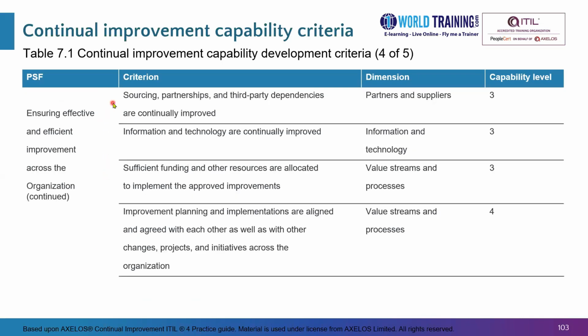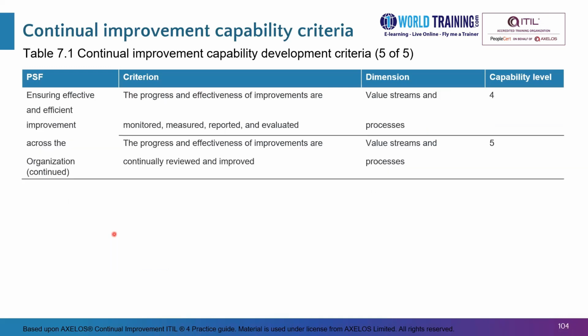Then we have the next slide wherein we have for the second PSF that the sourcing, partnerships, and third-party dependencies are continually improved. Information and technology are continually improved. Sufficient funding and other resources are allocated to implement the approved improvements. The improvement planning and implementations are aligned and agreed with each other, as well as with other changes, projects, and initiatives across the organization. Then lastly, for the second PSF, still continuing, the progress and effectiveness of improvements are monitored, measured, reported, and evaluated. And the progress and effectiveness of improvements are continually reviewed and improved.